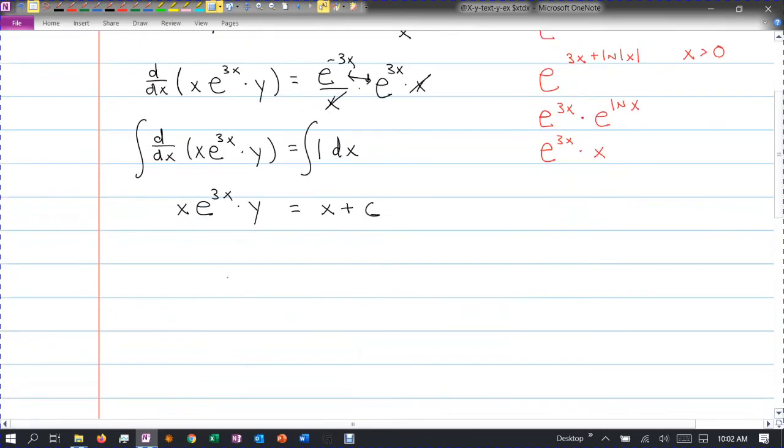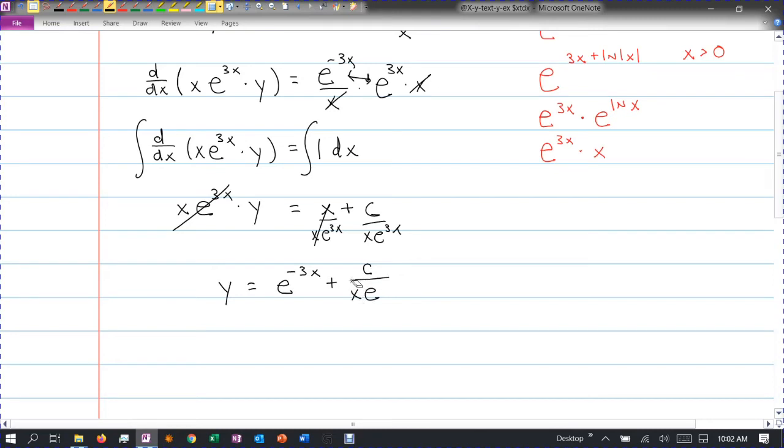And this will just be y equals, okay, let's divide both sides by x e to the 3x. It's gone over here. These x's go away, so I just have an e to the 3x on the bottom. I'm going to write that as e to the negative 3x, and then plus, and I guess I'll just write it as c over x e to the negative 3x, or sorry, to the positive 3x.